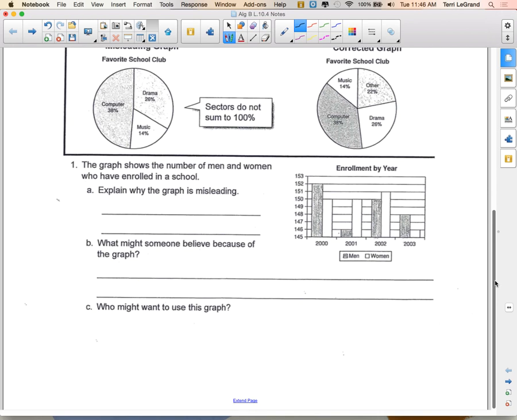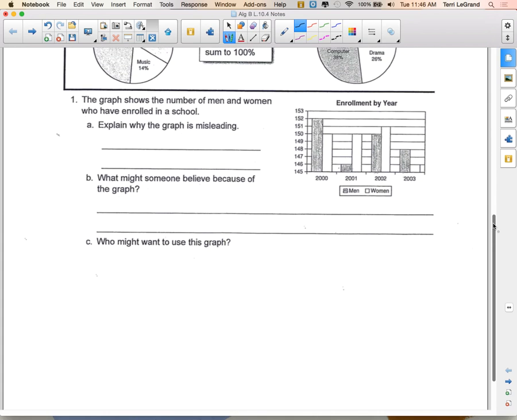Okay, let's look at the one that we're going to analyze here. First of all, what's going on? The graph shows the number of men and women who have enrolled in a school. Just taking a quick glance at that graph, the men are the shaded bars, the women are the unshaded bars. What are some of the things you could say? Don't analyze anything right now other than the bars themselves. Just look at it and say, you know what?